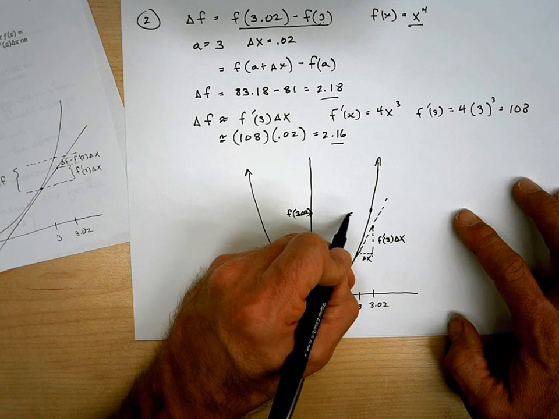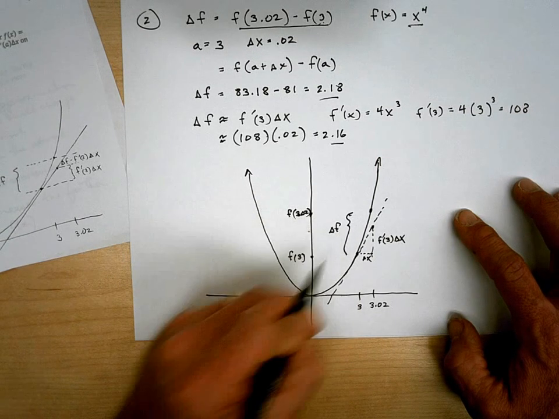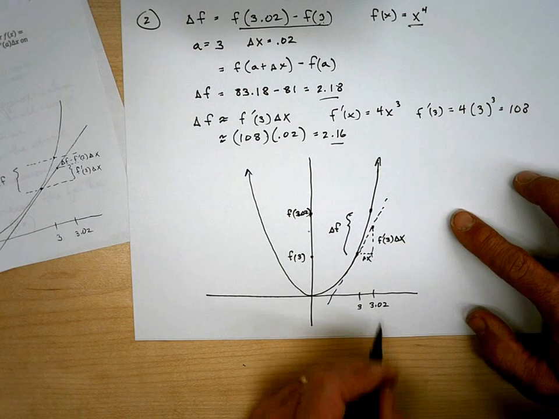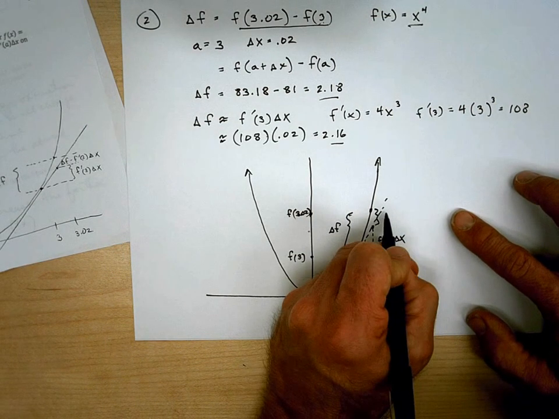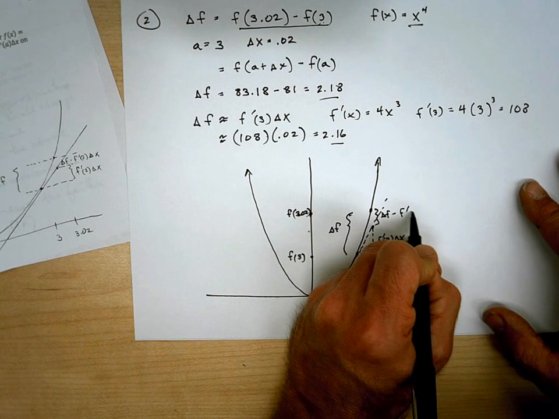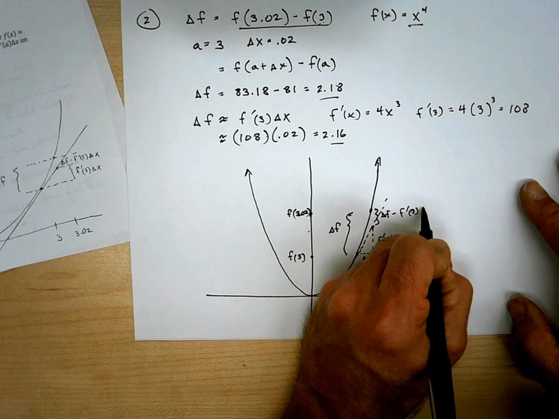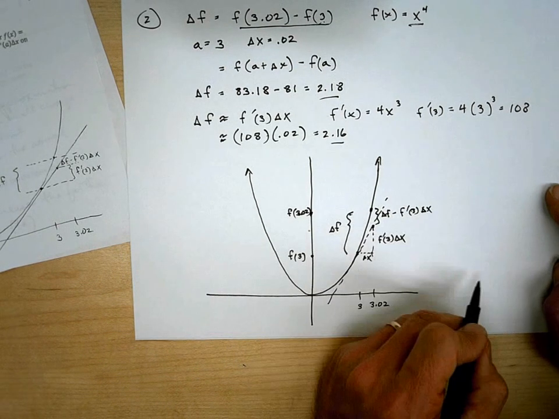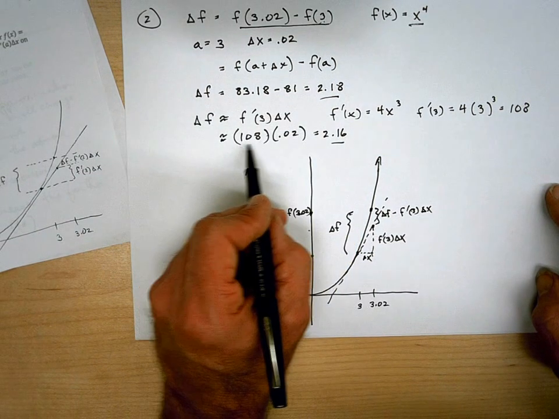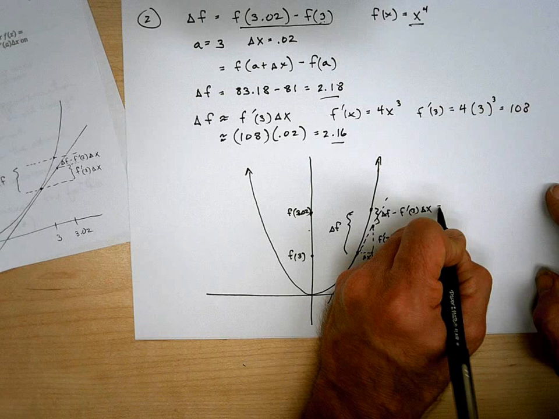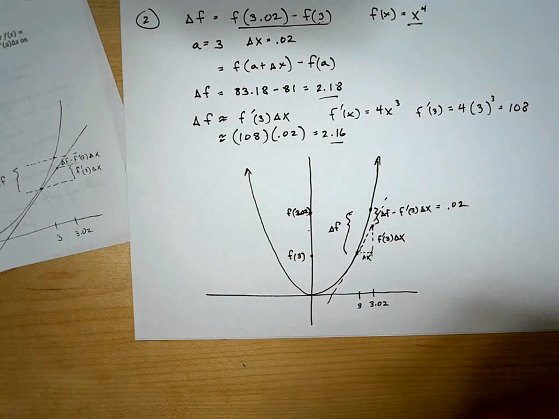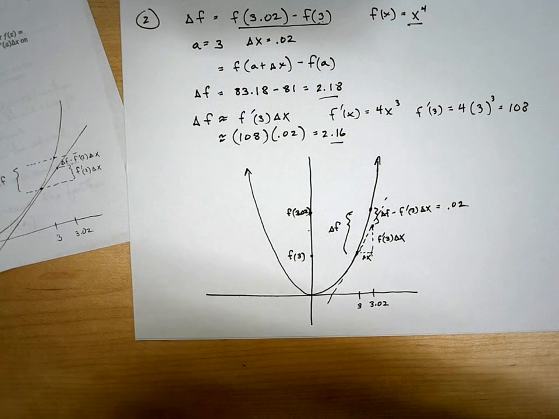So this piece right here, that's my delta f. It's the change in the function due to this small change in the x value. And then again, the difference is delta f minus f prime of 3 times delta x. And again, we can compute that, right? Delta f is 2.18. The linear approximation is 2.16, so that is going to be 0.02. All right, so that's just a few examples of how to apply this idea of linear approximations.